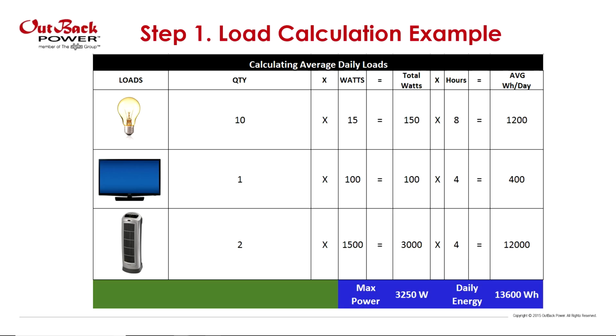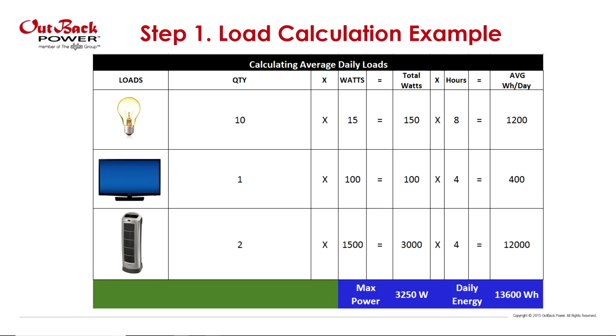All right, so we are now going to do an example calculation. We're going to start with step 1, calculating our loads. We're going to determine the maximum instantaneous power that we need and the total amount of daily energy. This is no different than what you may have already done in the past, but now it's very critical to get it right for an off-grid system.